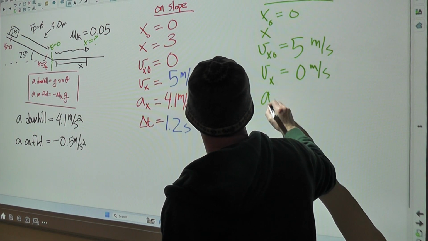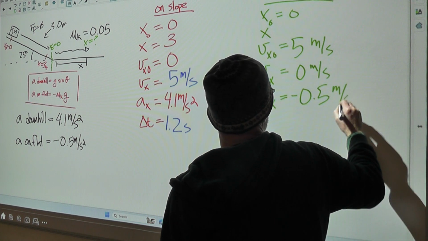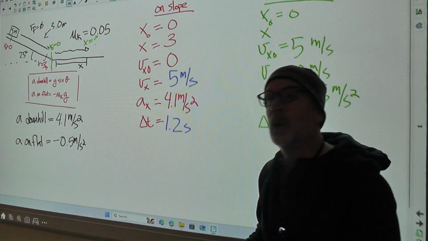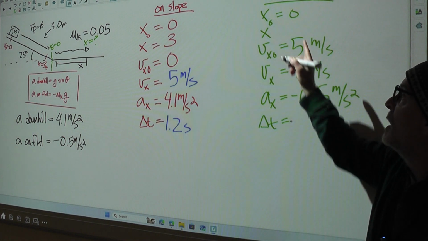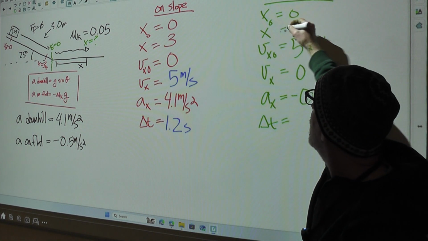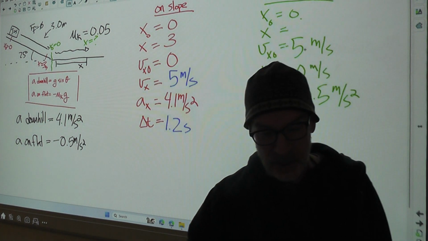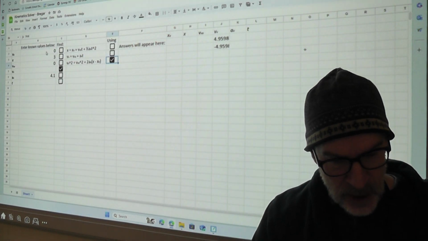Our acceleration, we know that. We figured it out with the forces. It's -5 meters per second squared. The amount of time that goes by, we don't know. We could find it, but now we know we don't need to. This is what we're looking for. And we have 1, 2, 3, 4 pieces of information that we could potentially use to find it. So let's see what we get in the kinematic solver.